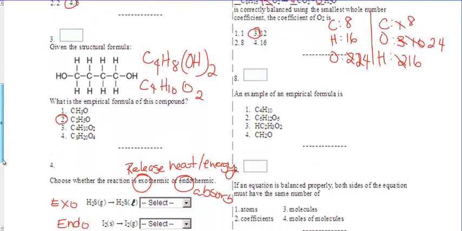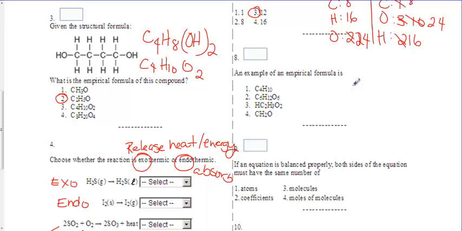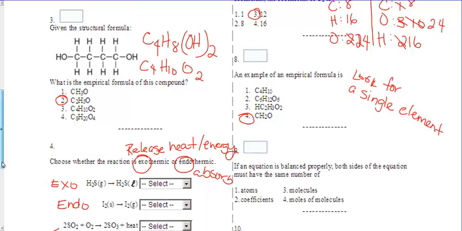Number 8, an example of an empirical formula. Simplest form, guys. So what you need to look for is a single element with no subscripts. Then it will be in simplest form. This has got subscripts, this one. Here we have one, HC2H3O2, but you have a total of 4 hydrogens, which can be reduced. So I'm going to say number 4, because CH2 cannot be reduced any further.